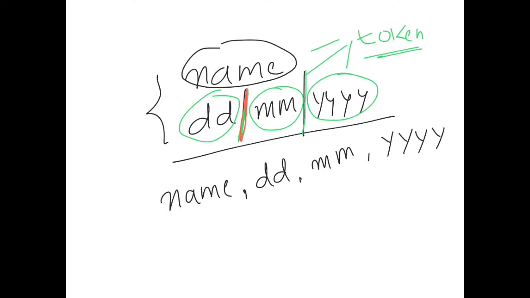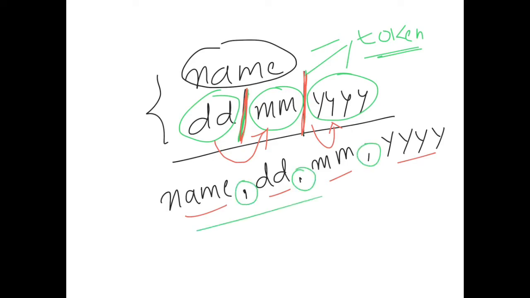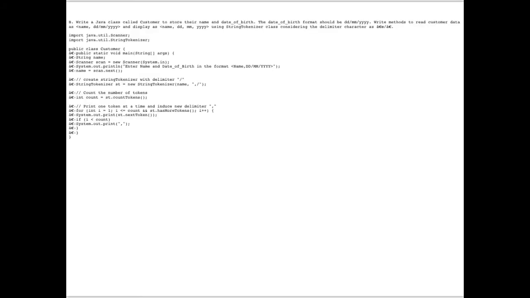See this one, this is the forward slash. Every forward slash says the next word is a new token. So here it is 1, 2, 3 and then 4 tokens separated by 3 commas. This is the output you have to generate for this particular input. Let's see a program which does this.